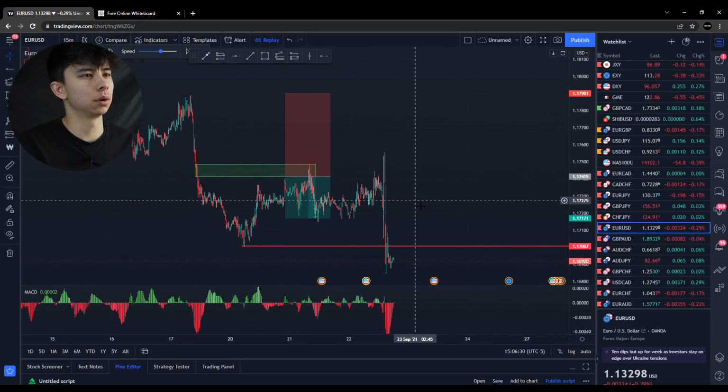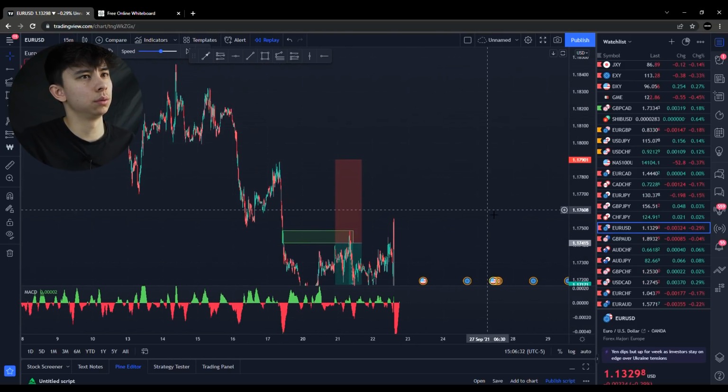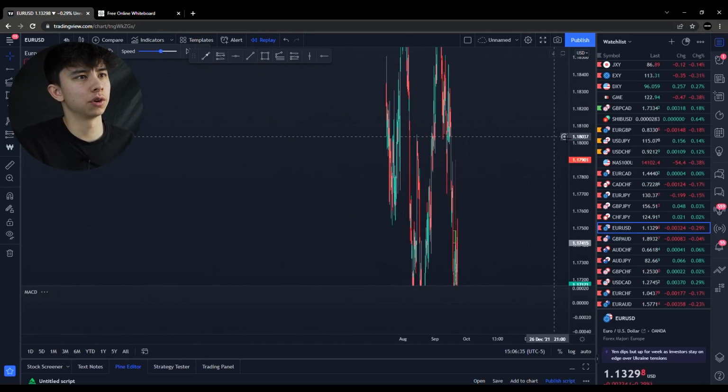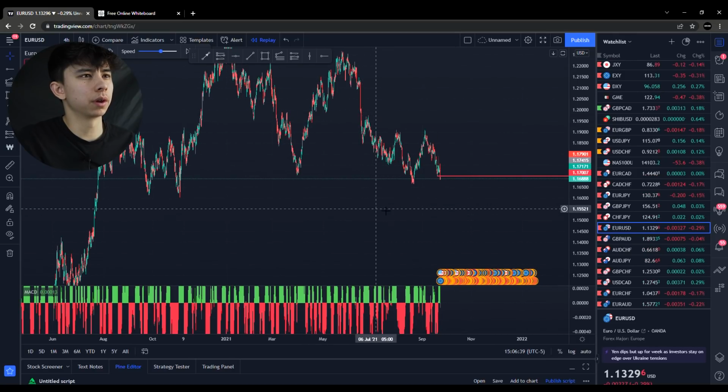Okay, cool. So now we're also going to, since we are in a 4-hour downtrend, look for where price will most likely continue to.